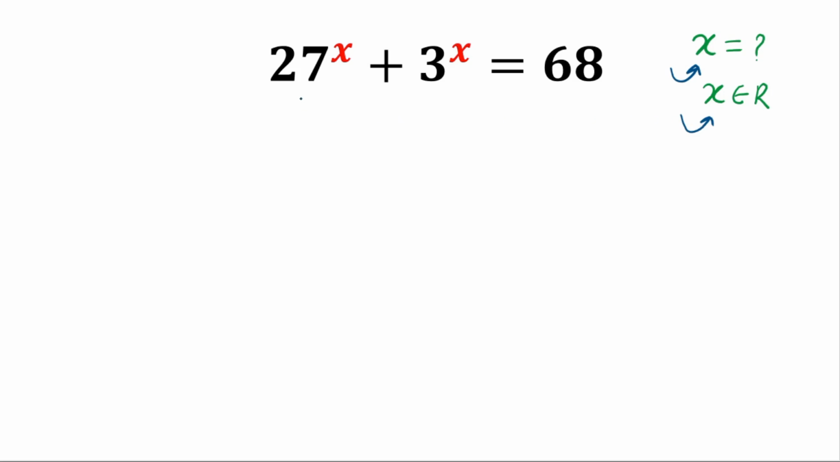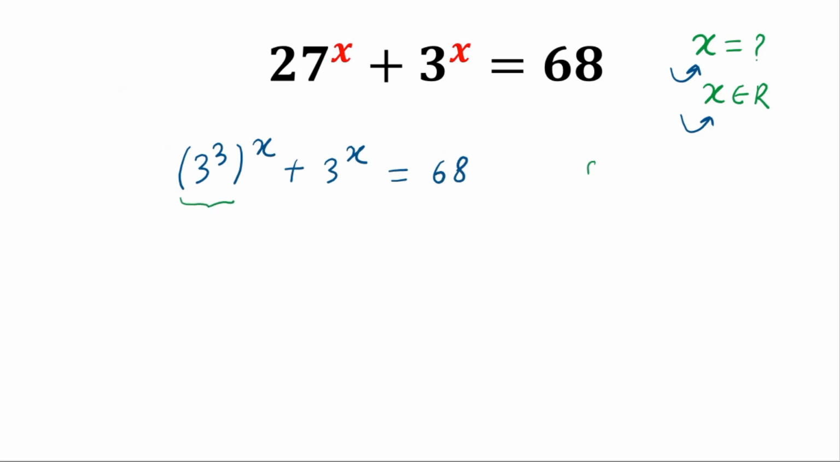Look carefully: on the left-hand side, we have base 27 and here base 3. We know that 27 is 3 to the power 3. So first, 27 is (3^3)^x plus 3^x, and this is equal to 68.